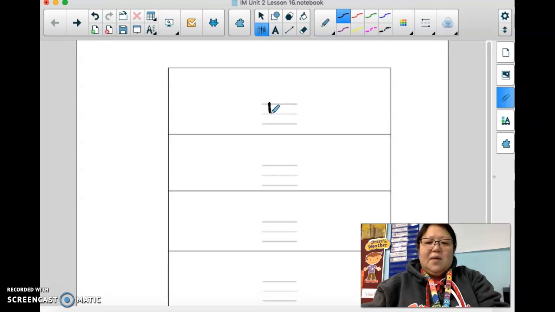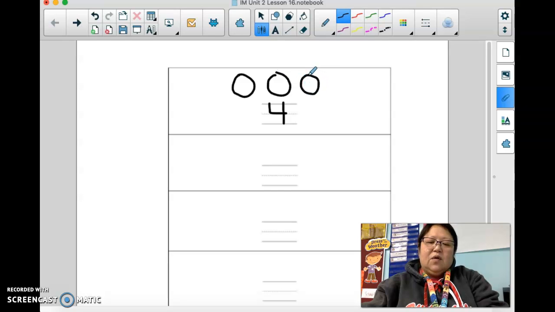We had 4 balls. Well, we decided that if we just had the number 4 there, it would be hard for us to tell what we were talking about. So not only do we have to write the number, but we have to have a picture to go along with the number to remind us of what we counted. So there are our 4 balls.